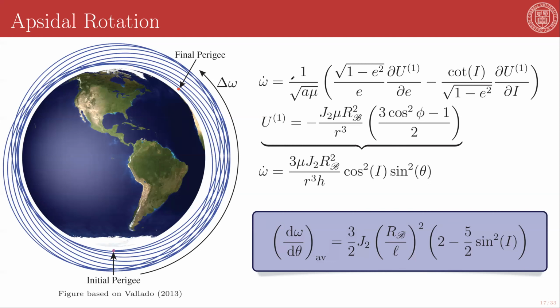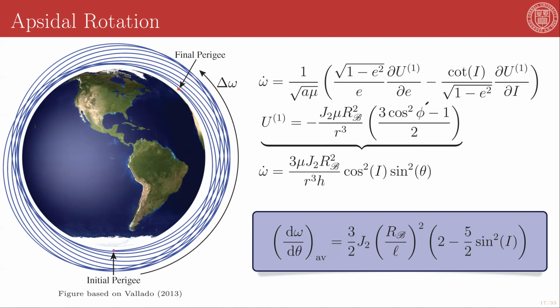We will use Lagrange's equations this time. And remember that those told us that the time rate of change of the argument of periapsis will be a function of the partial of the perturbing potential with respect to the eccentricity and the partial of the perturbing potential with respect to the inclination.